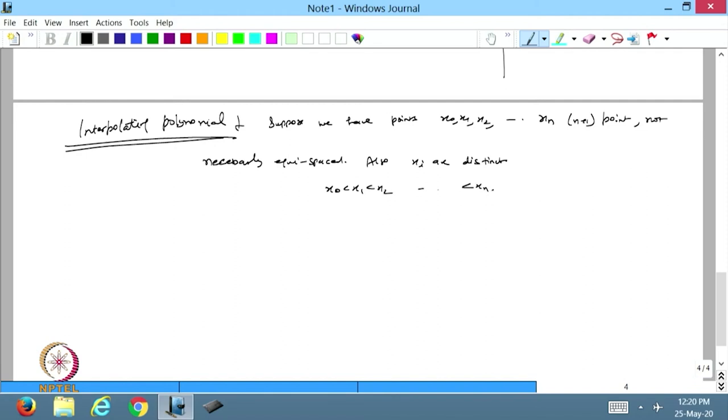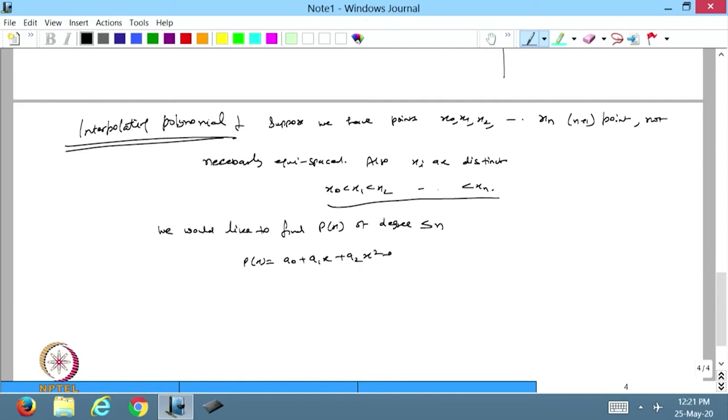So all are distinct. Now I know that if these are n plus 1 points, then we can approximate an nth degree interpolating polynomial passing through all these points. So we would like to find P(x), the interpolating polynomial of degree less than or equal to n. My P(x) can be written as a0 plus a1x plus a2x square up to anxn. I call this equation number 1.